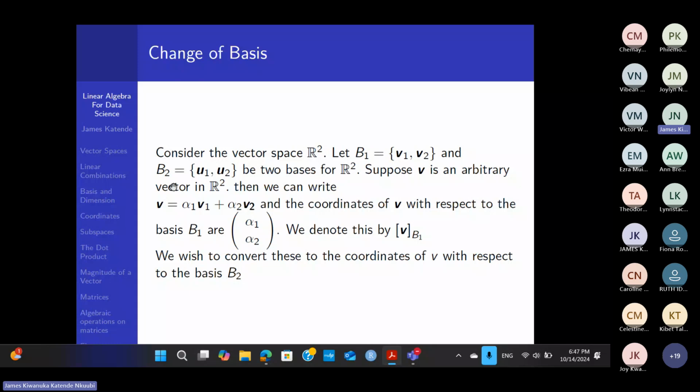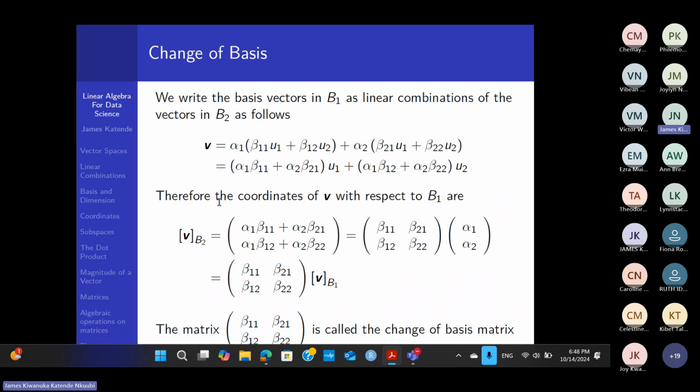See, we have already written this vector V as a linear combination of V1 and V2. But now, since we can set up a second basis B2, this one U1 and U2, it's also possible to write these basis vectors V1, since they're just vectors in R2, as a linear combination of these vectors in the second basis. So we're going to write V1 as a linear combination of U1 and U2 and do the same for V2. And substitute them into this expression.